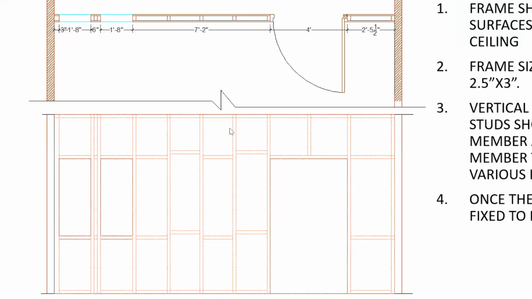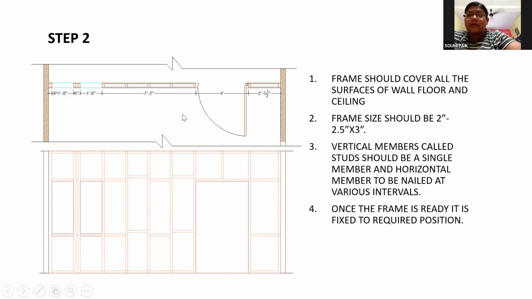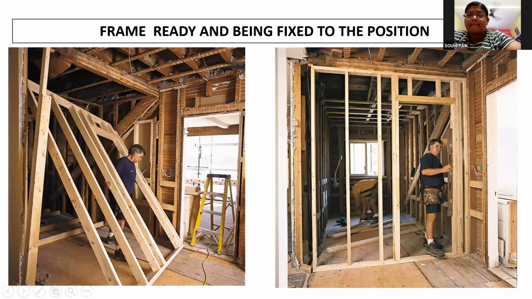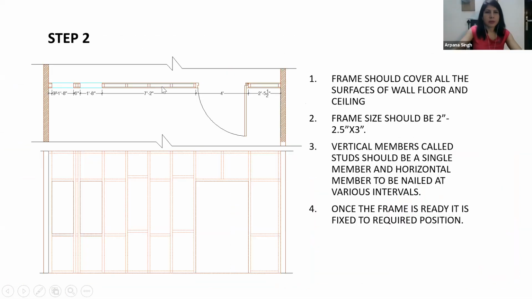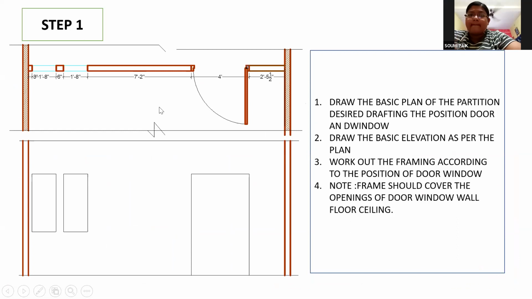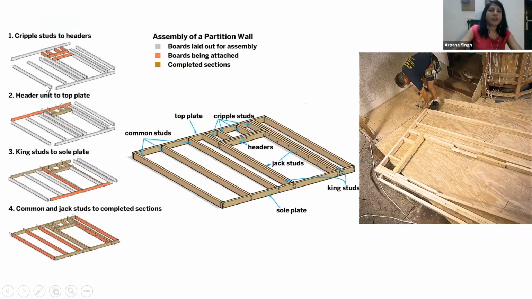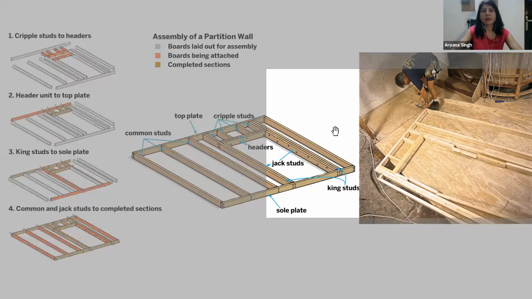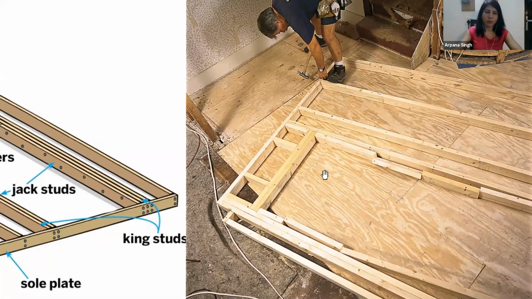Once the framing is done, I'll just show you the images of how the frame looks. The framing is made like this, and this is how the framing is first of all created on the floor, whatever your design is going to be. And in the image you can also see how the carpenter is preparing the whole framework on the floor.